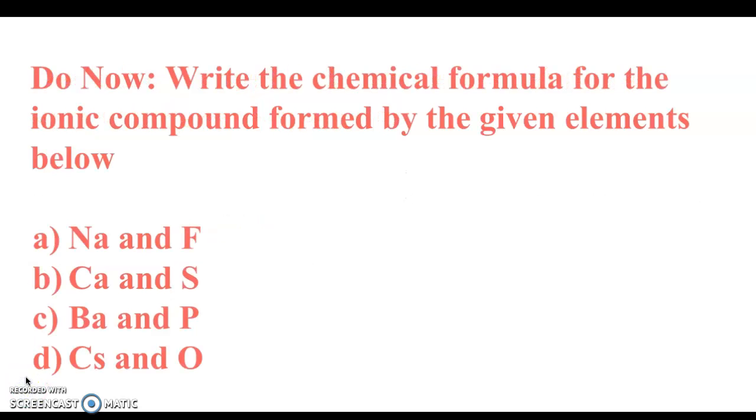So the first thing we're going to do is a do now. Write the following chemical formulas for the ionic compound formed by the given elements. Remember to crisscross your charges. Don't move on until you've finished completing the formulas.